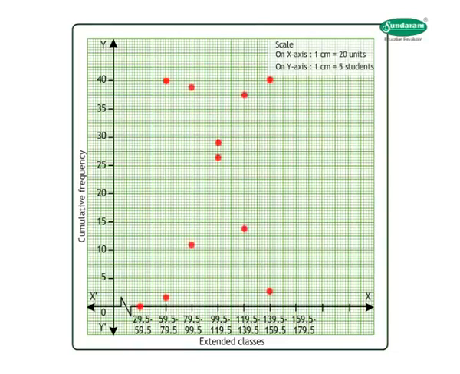Plot the points F1 and F-1. Join the F1 points by smooth curve. This is the less than frequency curve. Take an additional point as upper boundary of the succeeding class with frequency 0. Join the successive points of F-1 by smooth curve. This is the more than frequency curve.